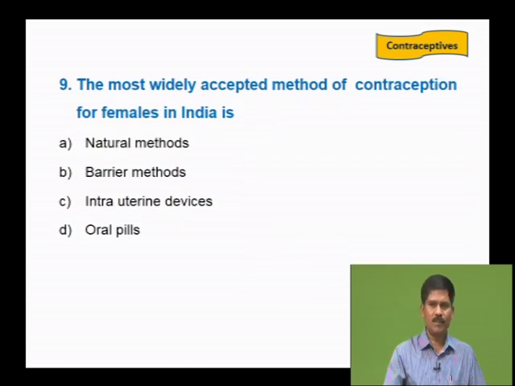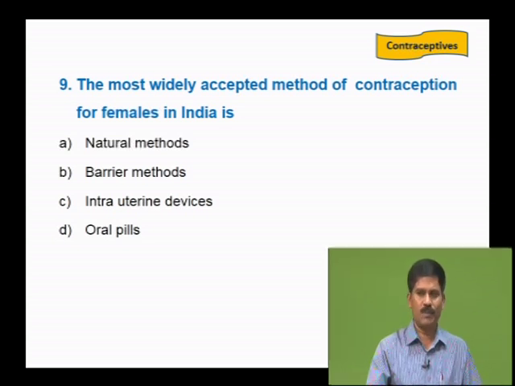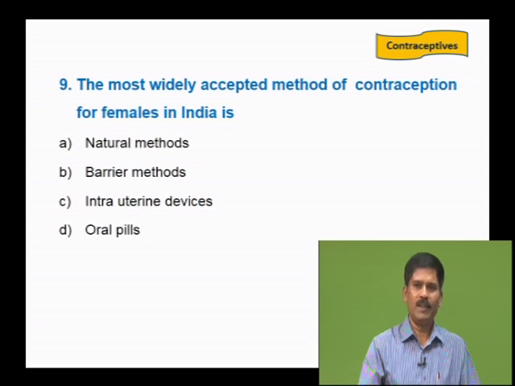The most widely accepted method of contraception for females in India is, commonly in India, poverty is one of the reasons. They may not afford to go for high contraceptive methods. Therefore, intrauterine devices are the best methods for females in India. The most widely accepted methods of contraception for females in India are intrauterine devices, not the natural methods, not the barrier methods, and oral pills. So therefore, C is the right option.